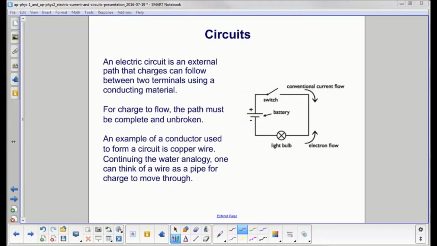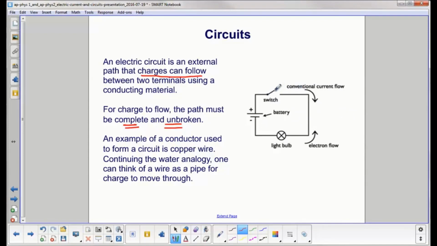Here's our first electric circuit diagram. An electric circuit is an external path that charges can follow. Charges are moving along the electric circuit between two terminals using a conducting material such as copper or aluminum. For charge to flow, the path must be complete and unbroken. If you don't have a complete path, no current flows in the circuit.